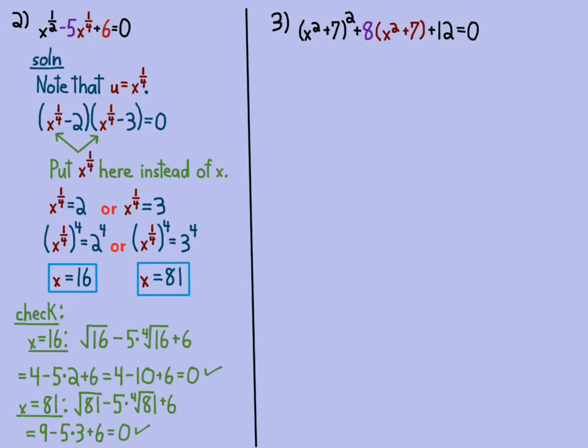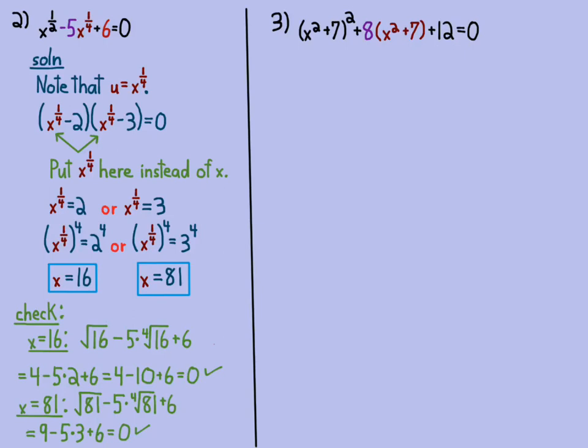Okay, so this one's a little more obvious, I think, that it's an equation of quadratic form. The thing to notice is that you have x squared plus 7 in two different places, and the first one is squared and the second one is not, so that you recognize that this is an equation in quadratic form. Because if you just follow a previous instinct and just multiply everything out first, you'll have a fourth degree equation and you might not be able to solve it at all. So don't do that.